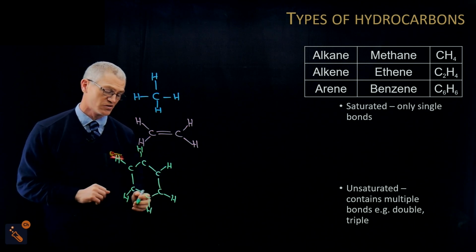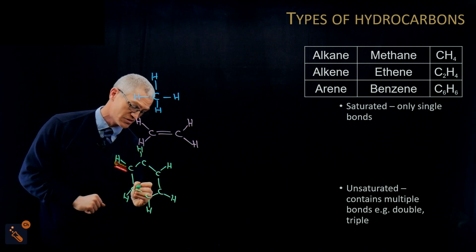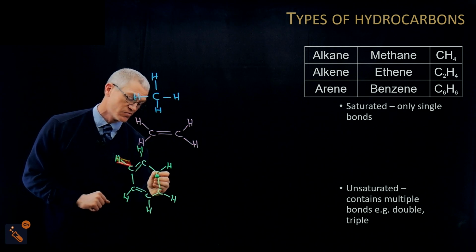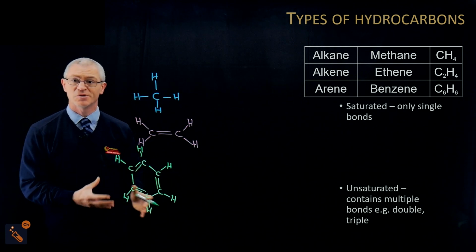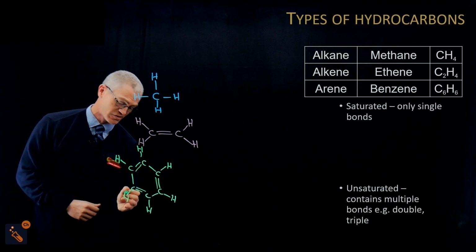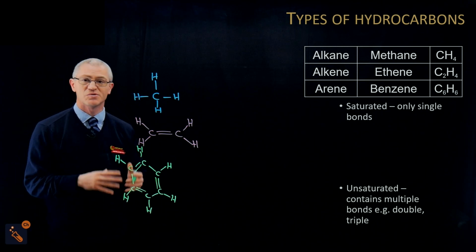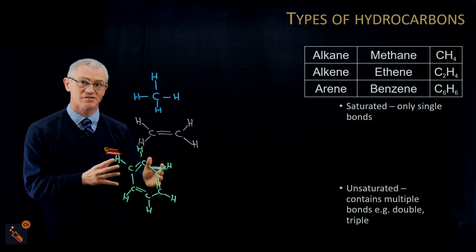So it's unsaturated, it has double bonds. Now, it has 3 double bonds. So 1 there, 1 there, and 1 there. And that's a pretty complicated, horrible looking diagram, okay? It's not very nice at all. So we don't draw benzene like this.